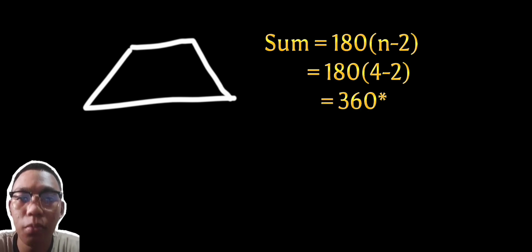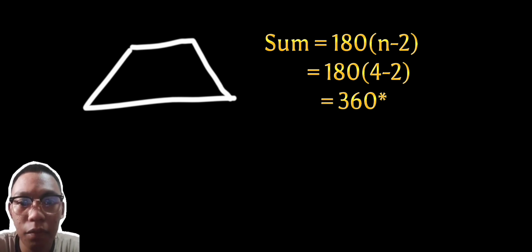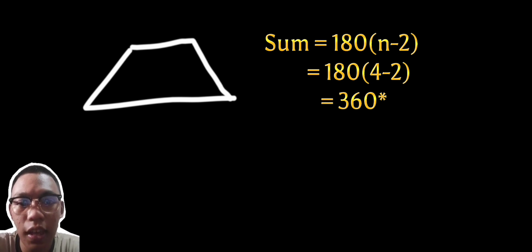Let's say a four-sided figure, like a quadrilateral. What is the sum of all interior angles? The sum is going to be 180 times n minus 2. So that's going to be 180 times 4 minus 2, because this is a four-sided figure, and 4 minus 2 is 2. So 180 times 2 is 360. So for the quadrilateral, the sum of all four angles is 360 degrees.